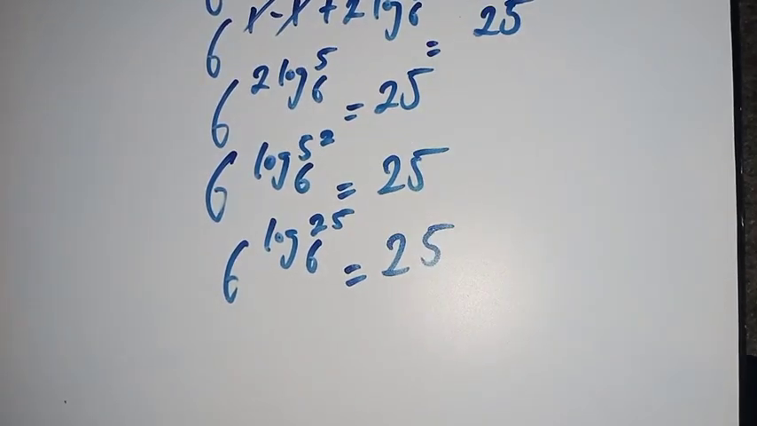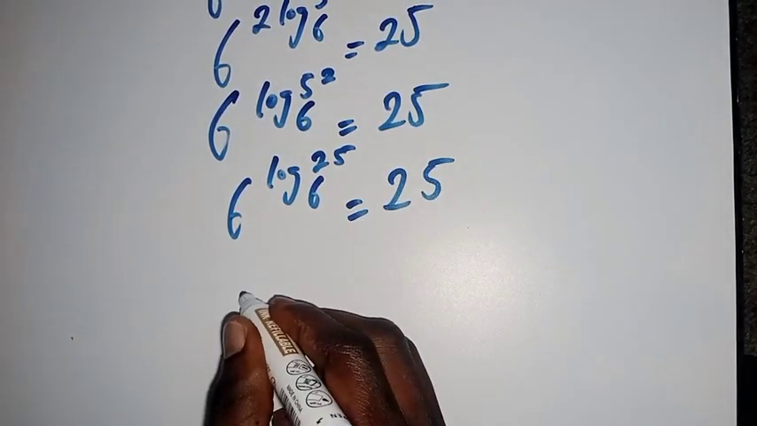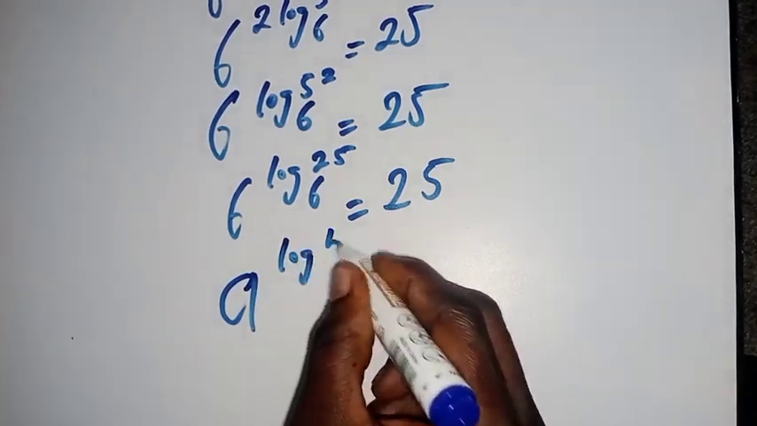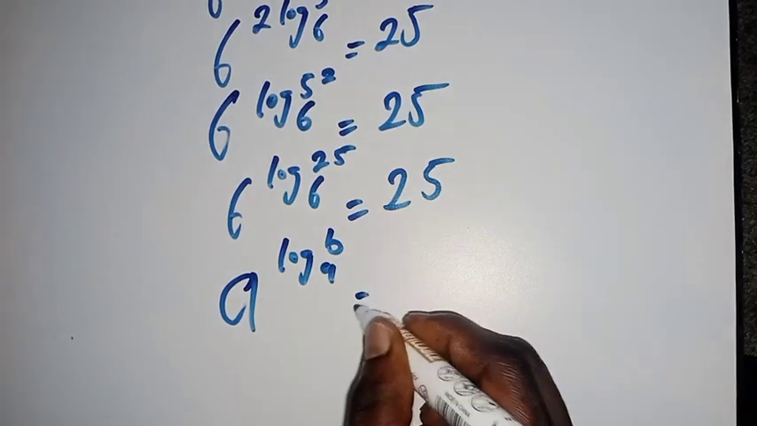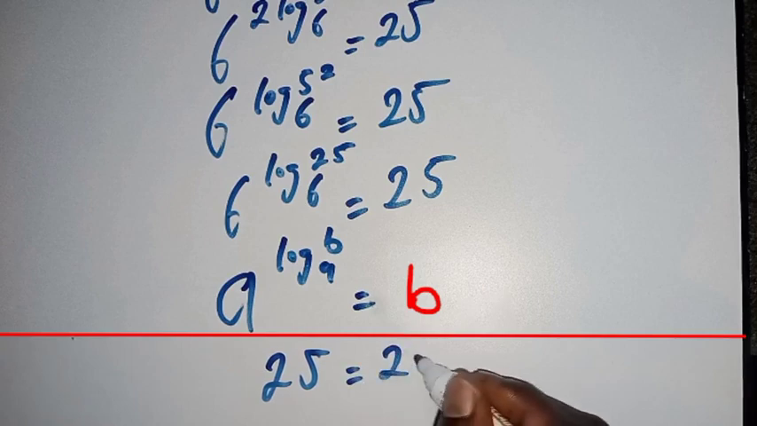Using the inverse property of logarithm rule, which is a to the power of log b to base a is equal to b, we have that 25 equals 25. So this verifies our solution.